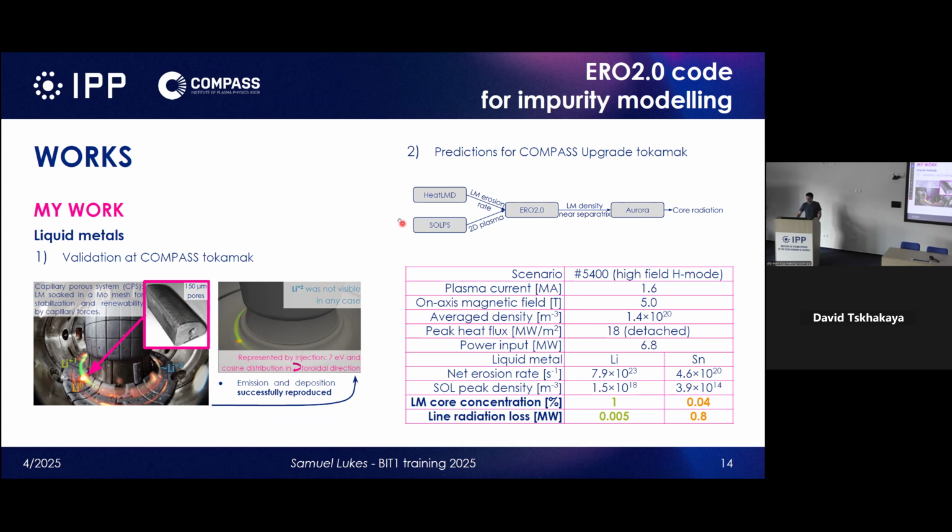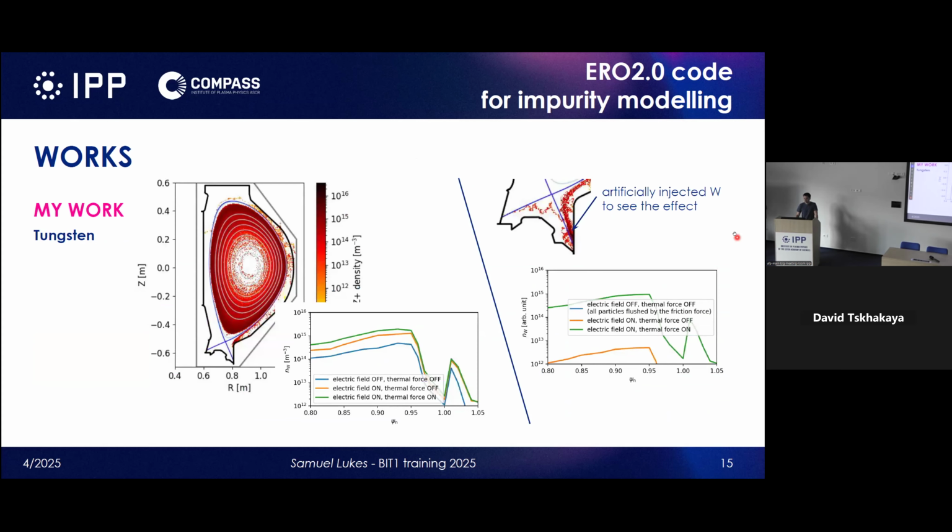But then I decided to move on to the predictions for the new COMPASS Upgrade tokamak that's just being built right now. And here we did a more serious approach, but let's say it's still not finished. So I will rather move on. And I'm not simulating only the liquid metals, I'm also simulating tungsten.